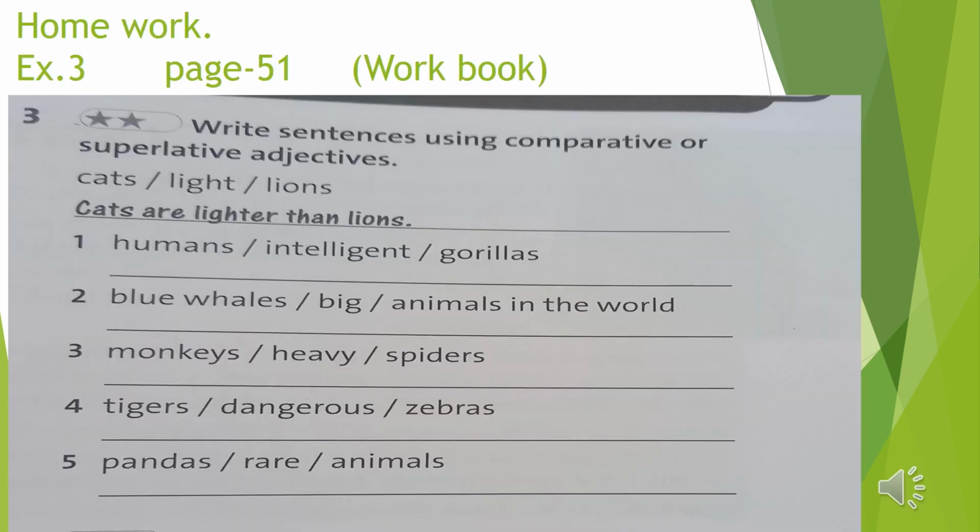Homework. Exercise 3, page 51. Workbook. Write sentences using comparative or superlative adjectives.